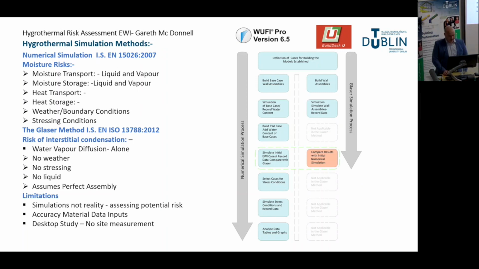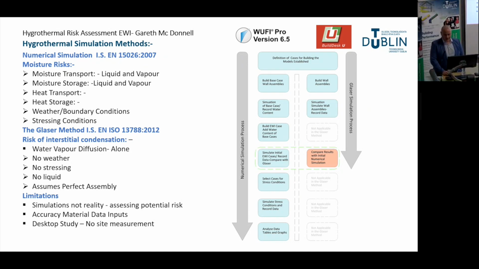So, just, I suppose, a more detailed description of the hydrothermal simulation methods. Using numerical simulation to assess moisture risks, the WUFI software is capable of simulating moisture transport and storage, heat transport and storage, and allows the assemblies to be simulated under stress conditions.